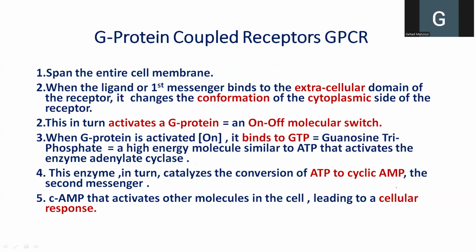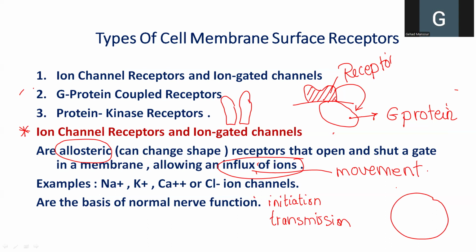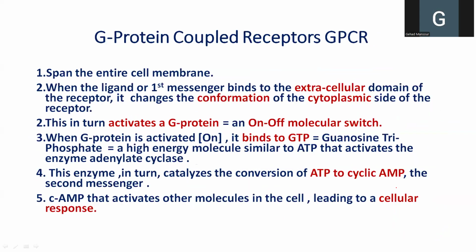Now, the G protein coupled receptors. We have talked briefly about the ion channel receptors and the ion-gated channels. We will be discussing this more and more when reaching the part on transport. But here we are going to discuss the G protein coupled receptors, or the GPCRs. As we said before, they span the entire cell membrane. So when you have a cell membrane receptor, if this is the thickness of the cell membrane, it will span the whole thickness of the cell membrane.